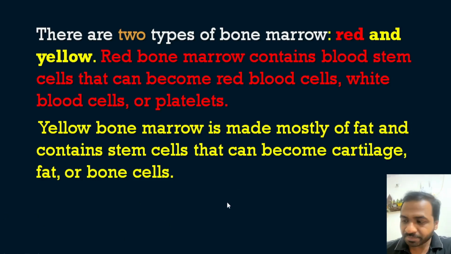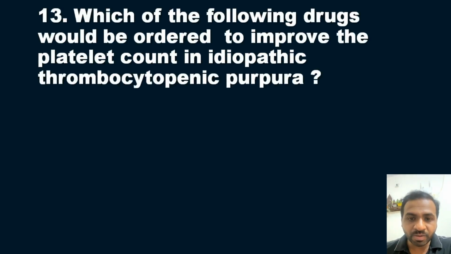Okay, clear? That was a very informative and important question. Now we will move on to the 13th question, and the question is, which of the following drugs would be ordered to improve the platelet count in idiopathic thrombocytopenic purpura? So we have told that we will be including application level questions also.